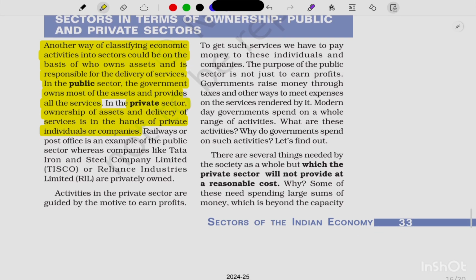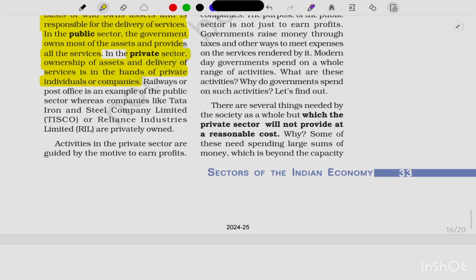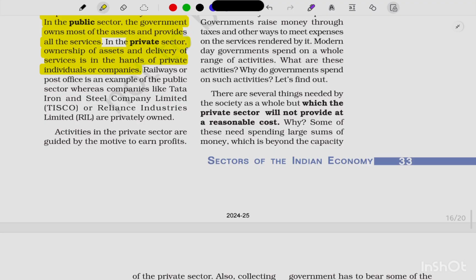Modern day governments spend on a whole range of activities. What are these activities? Why do governments spend on such activities? Let us find out. There are several things needed by the society as a whole, but which the private sector will not provide at a reasonable cost. Why? They need profits. Okay, they need profits.